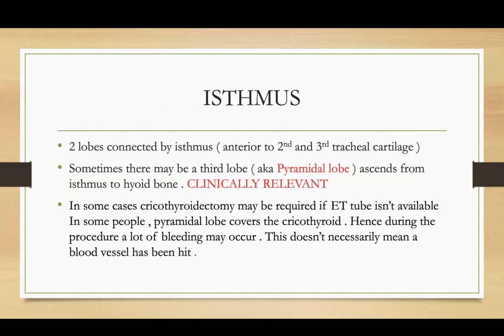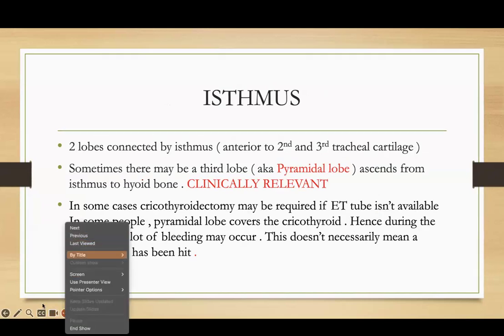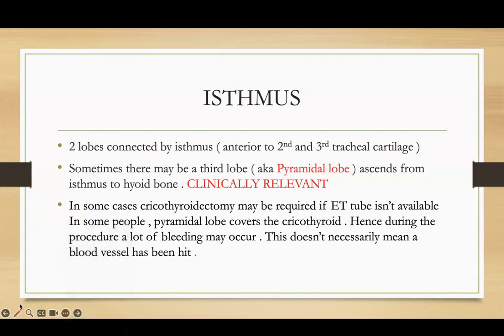So the isthmus is what connects the two lobes of the thyroid gland. And the location is anterior to the second and third tracheal cartilage. So the trachea, it's anterior to the second and third cartilage.